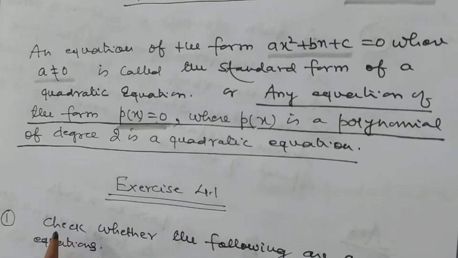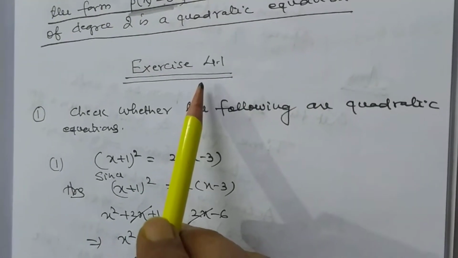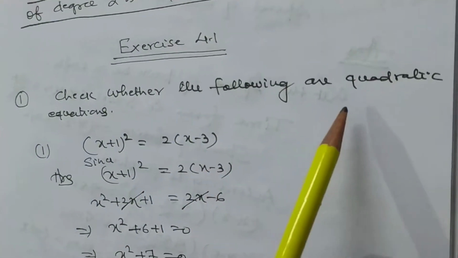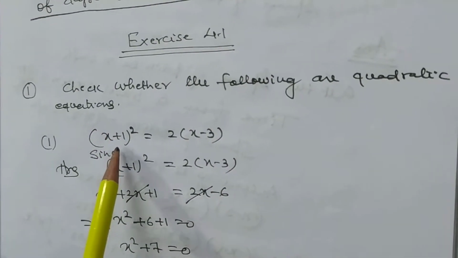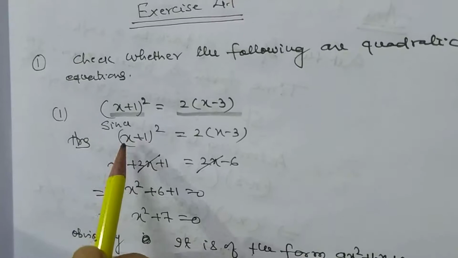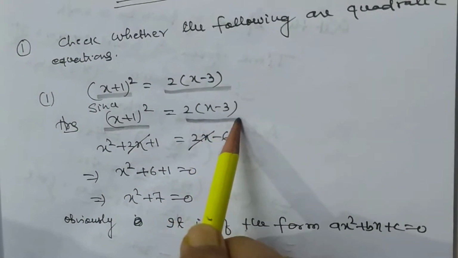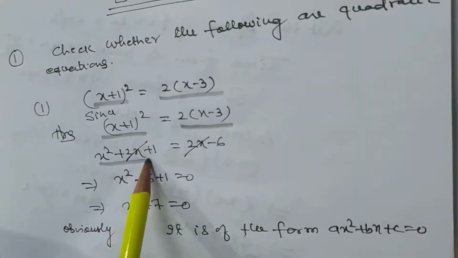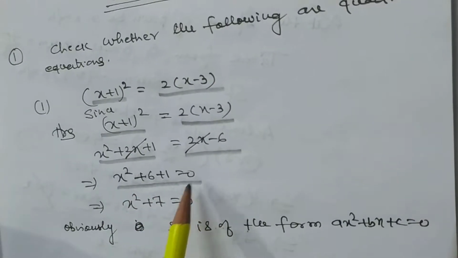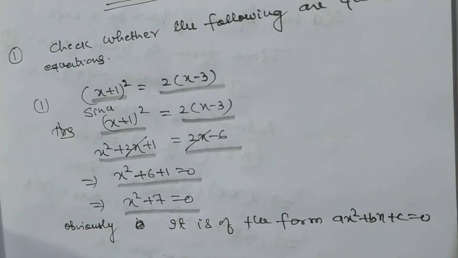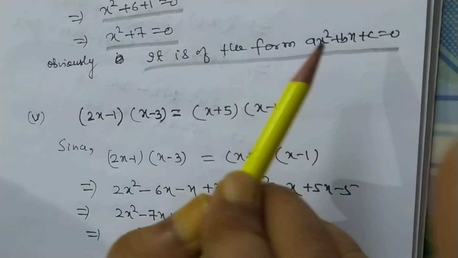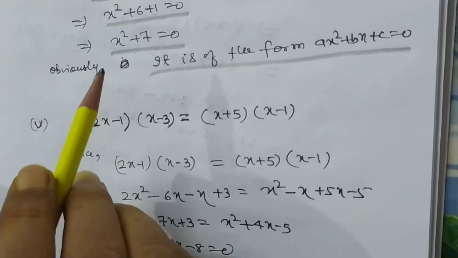Now, my dear student, I want to discuss some problems of exercise 4.1. Check whether the following are quadratic equations. (x + 1)² = 2(x − 3). Since (x + 1)² = 2(x − 3), that is x² + 2x + 1 = 2x − 6, that is x² + 6 + 1 = 0, that is x² + 7 = 0. Obviously, it is of the form x² + bx + c = 0.